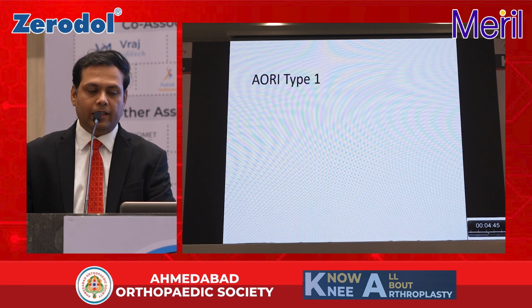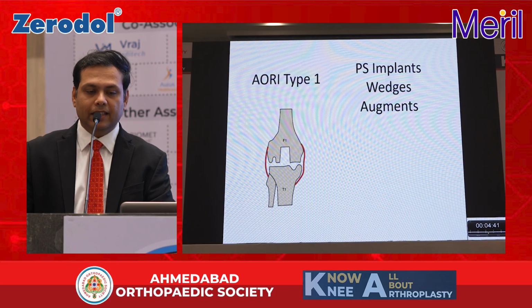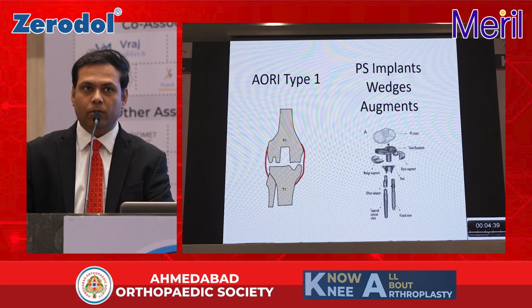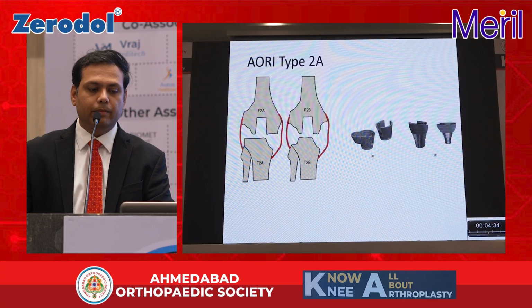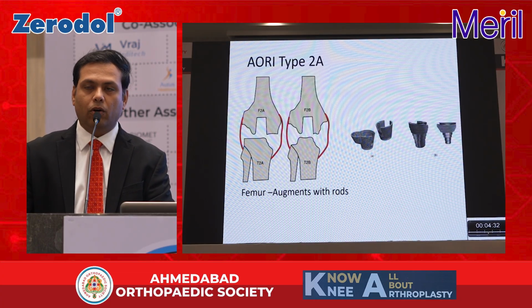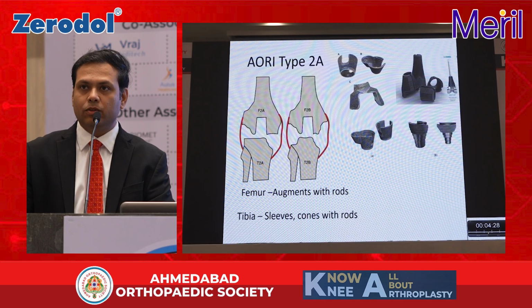So in brief, in type 1 AORI, we generally manage the defects with PS implants, wedges and augments. In type 2A, generally it is managed on the femoral side using augments and rods, and on the tibial side generally with sleeves and cones.